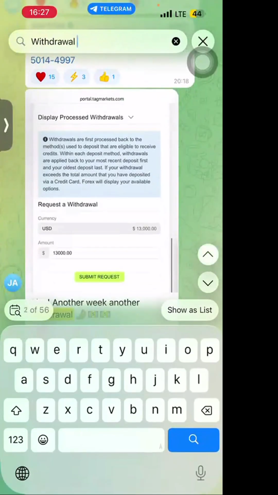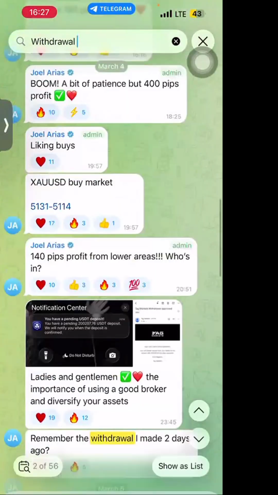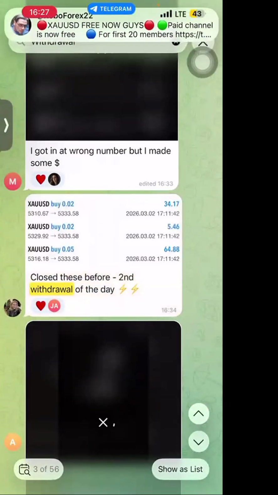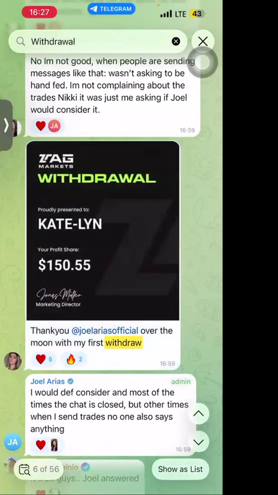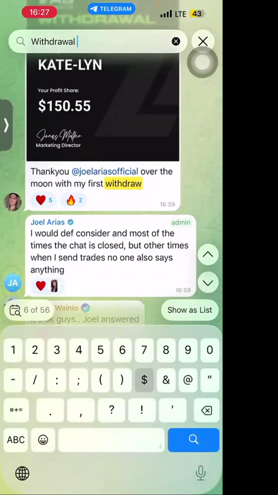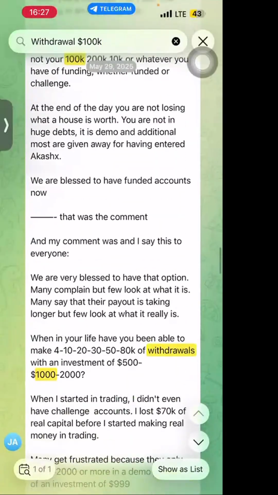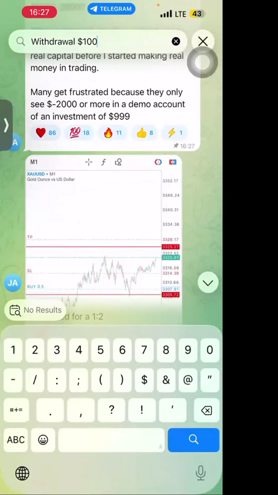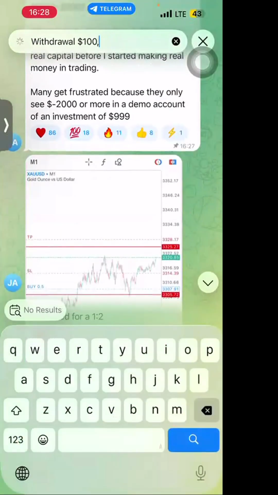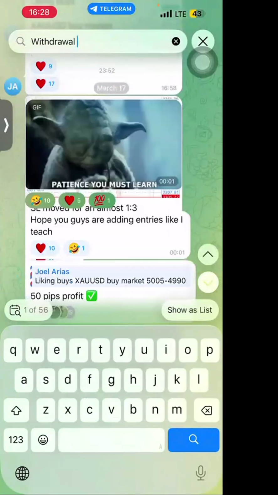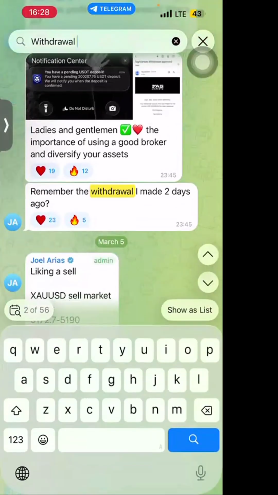Okay. I think I'm trying to look for that withdrawal that you did in March, sometime in March. But I'm trying to look for that withdrawal that you did. Okay, this is his withdrawal, right?